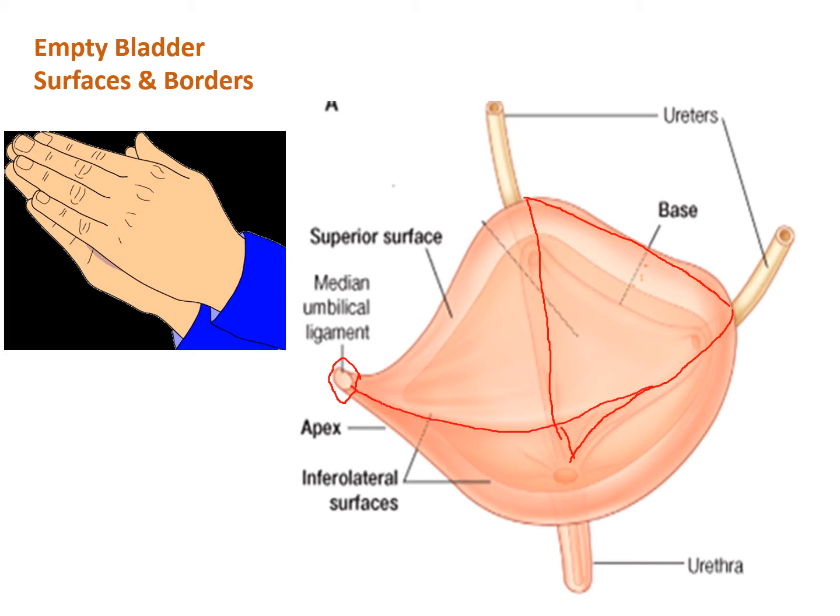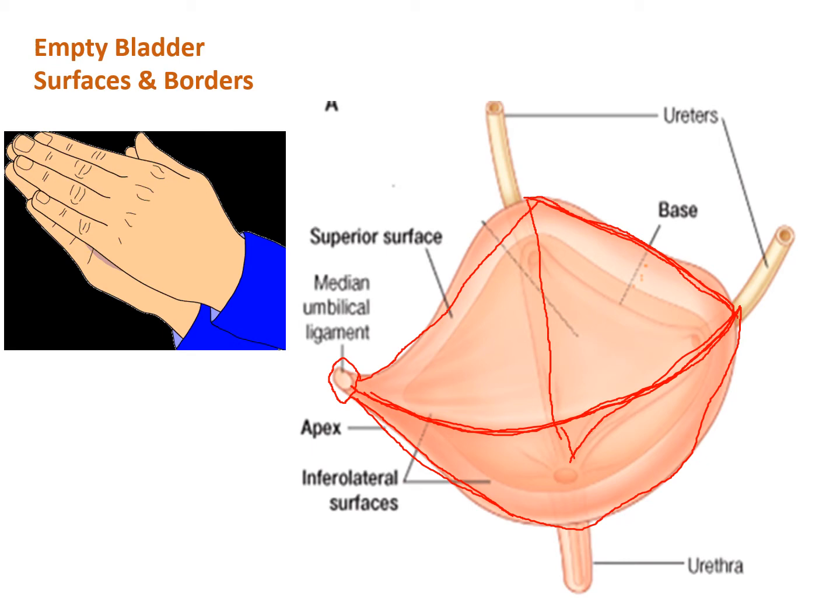This surface would be the superior surface. This surface would be the inferior lateral surfaces. The two inferior lateral surfaces are separated by this, which is the anterior border. The inferior lateral surfaces are separated from the superior surface by this, which is the lateral border, and the superior surface is separated from the base by this border, which is the posterior border.